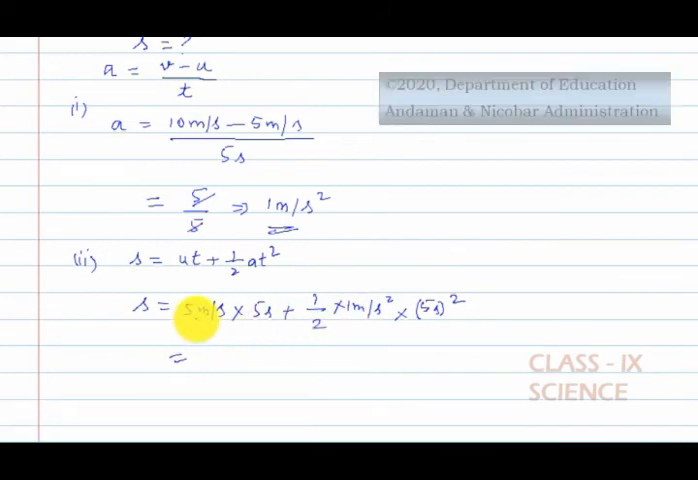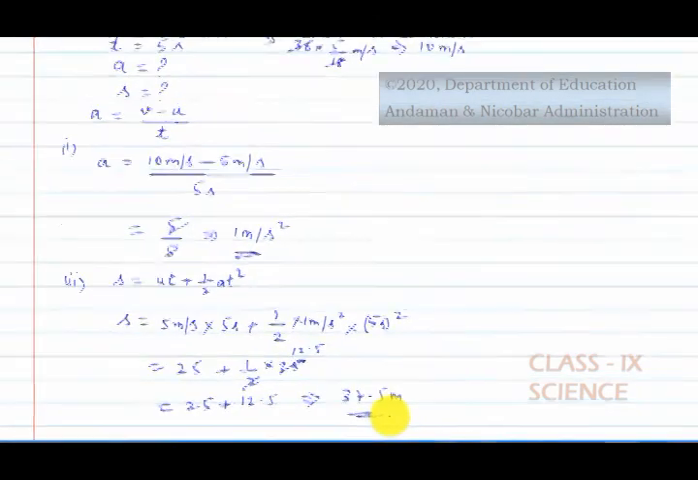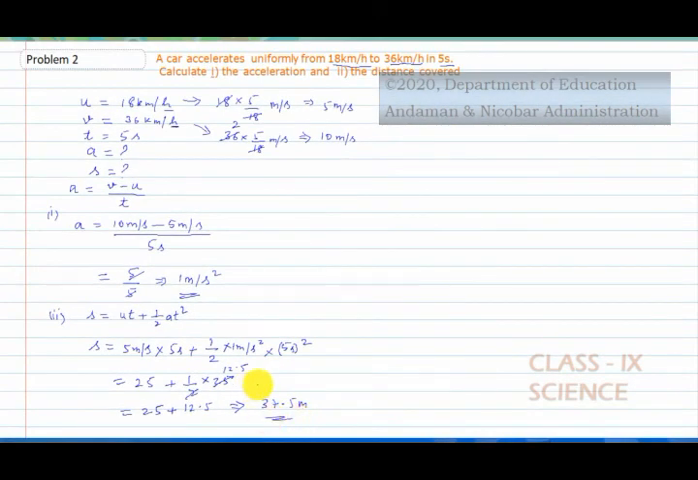So by solving this here, 5 into 5, that is 25, plus half, then the square of 5 is 25, and multiplying it with 1 will give you 25. So multiplied by 25. Further solving this, we will get 25 plus half of this 25, 12.5 we will get, right? So 12.5. So further solving this, we will get 25 plus 12.5 is 37.5 meter. So this will be the required answer. So this way, such type of numerical problems can be solved.